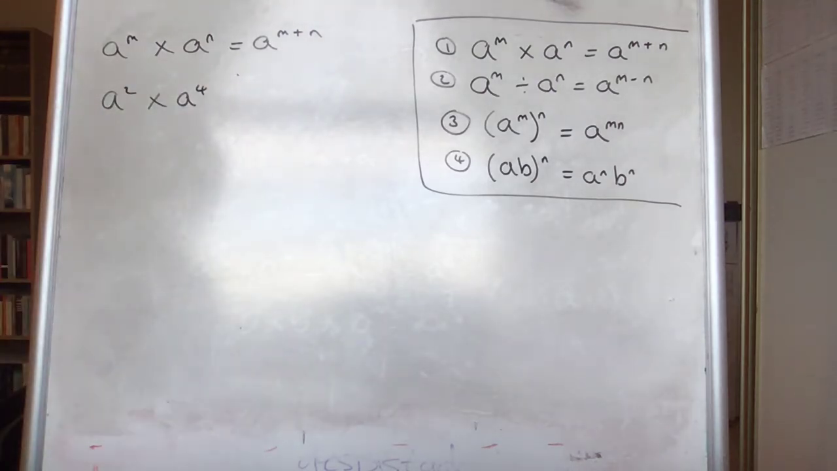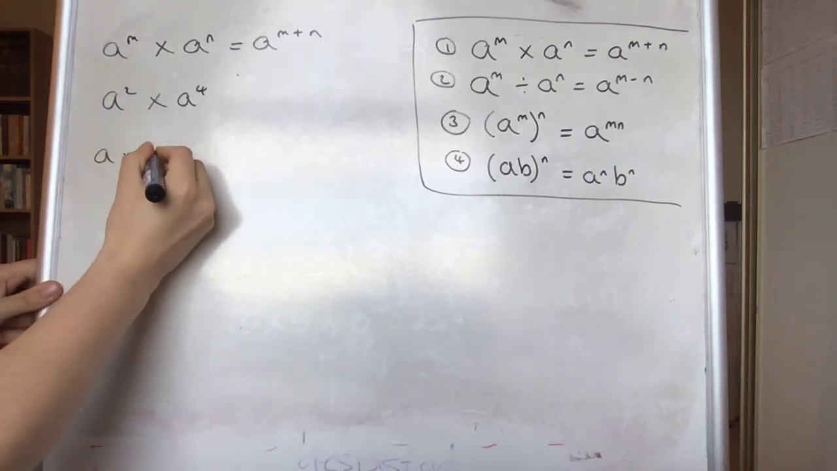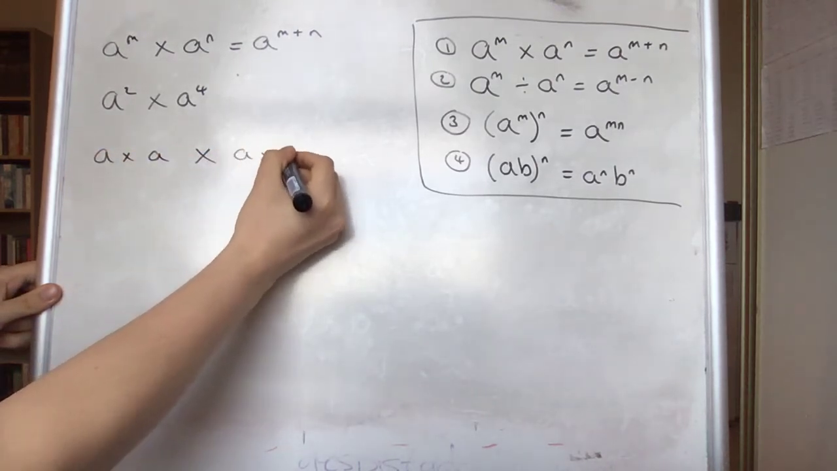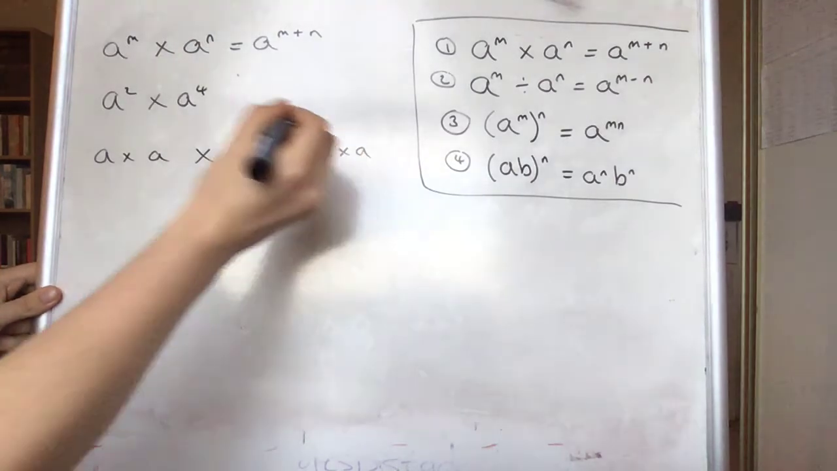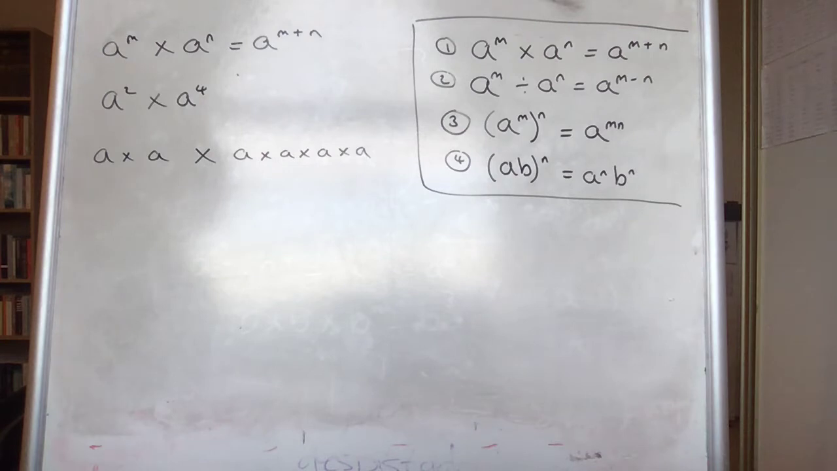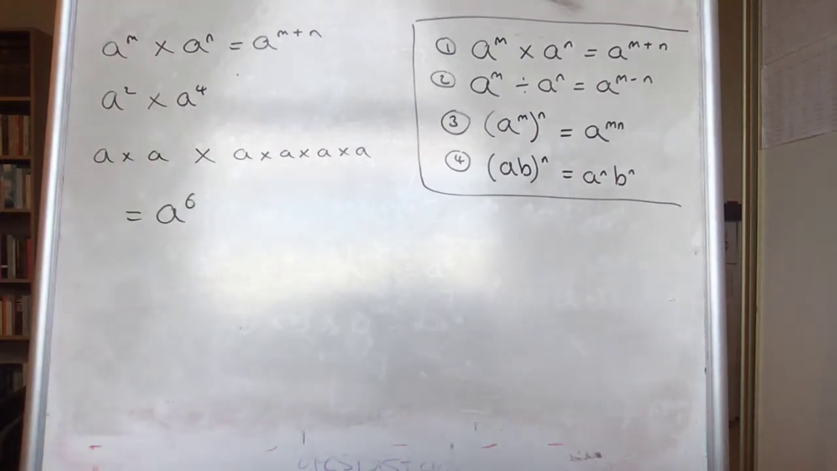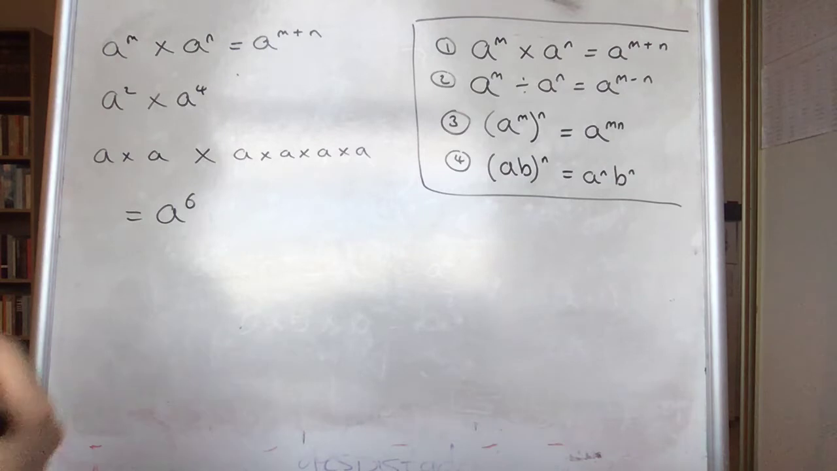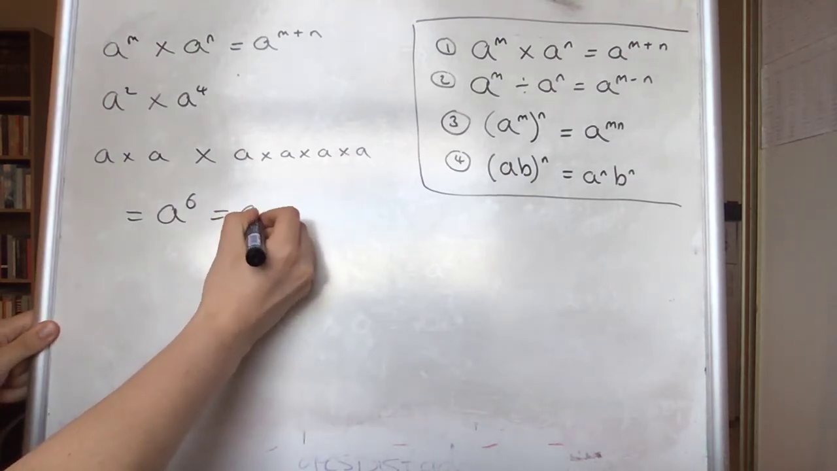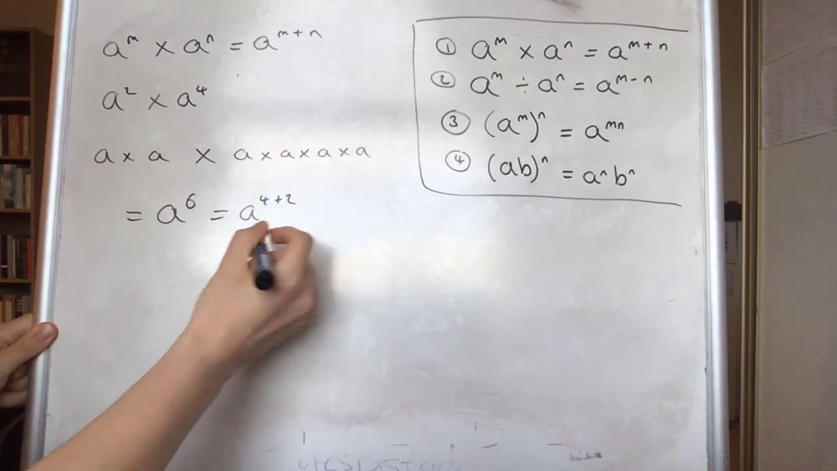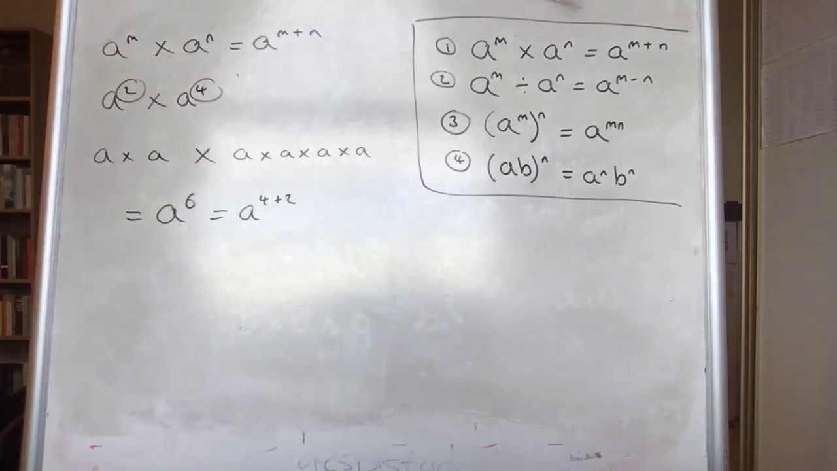If we were to write this sum in full, we would get 2 a's multiplied by 4 a's, like such. This gives us a total of 6 a's multiplied together, which is simply a to the power of 6, as we are multiplying a by itself 6 times. Clearly, we could have reached the same answer by simply adding together the indices 4 and 2 to make 6, which is why rule number 1 is a great trick. So this is equal to a to the power of 4 plus 2. We just simply add together these indices here.